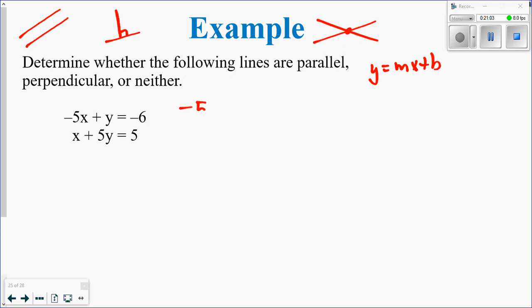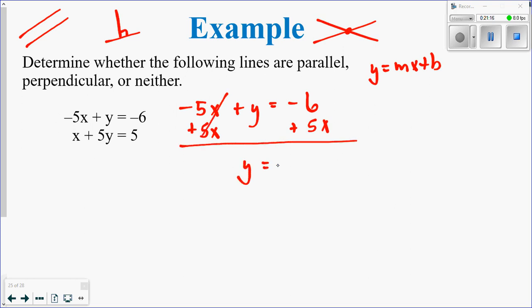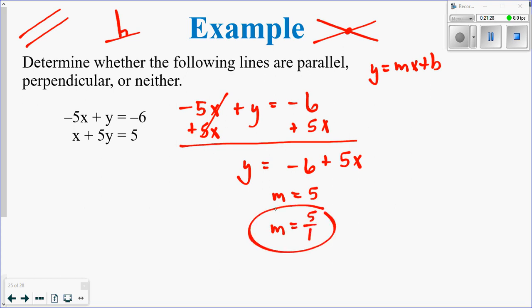So I've got negative 5x plus y equals negative 6. So I'm going to add 5x to both sides. So y equals negative 6 plus 5x. Since it says y equals, then I know the slope is 5, which means 5 over 1. Rise 5, run 1. I'm just going to look at it like this.